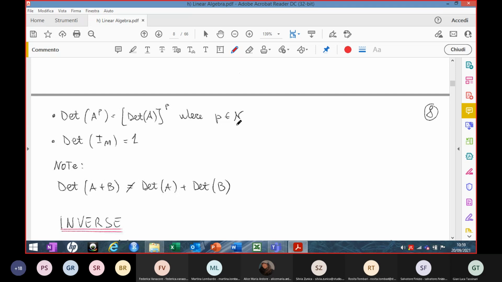The determinant of the identity matrix I to the power n is simply 1.